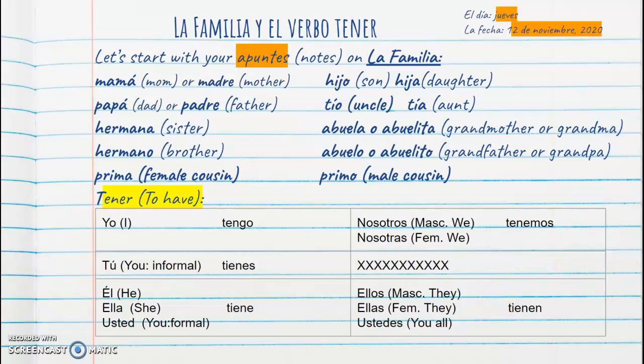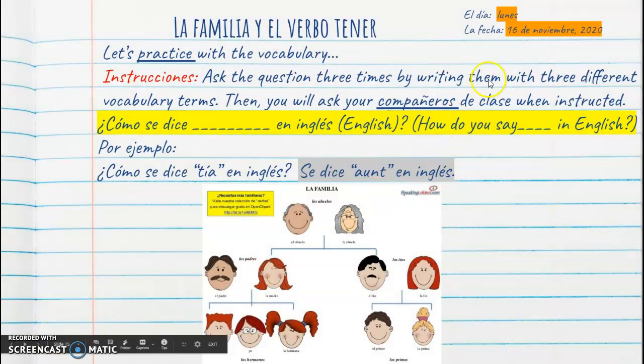Last week, we began studying la familia y el verbo tener. I presented the new vocabulary last week, and as you can see on this screenshot, the vocabulary of la familia and el verbo tener. For Monday, lunes, 16 de noviembre 2020, we're going to continue studying la familia y el verbo tener.